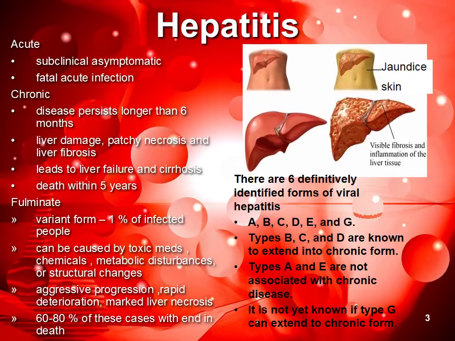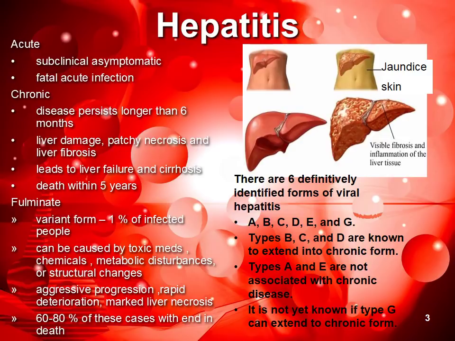Chronic active hepatitis or chronic aggressive hepatitis. With this, the disease is defined as chronic whenever it persists for longer than 6 months. It might follow behind an acute viral hepatitis infection. It might follow behind liver damage, patchy necrosis, fibrosis of chronic liver disease, contributing to liver failure and cirrhosis. Death will occur within 5 years of onset.